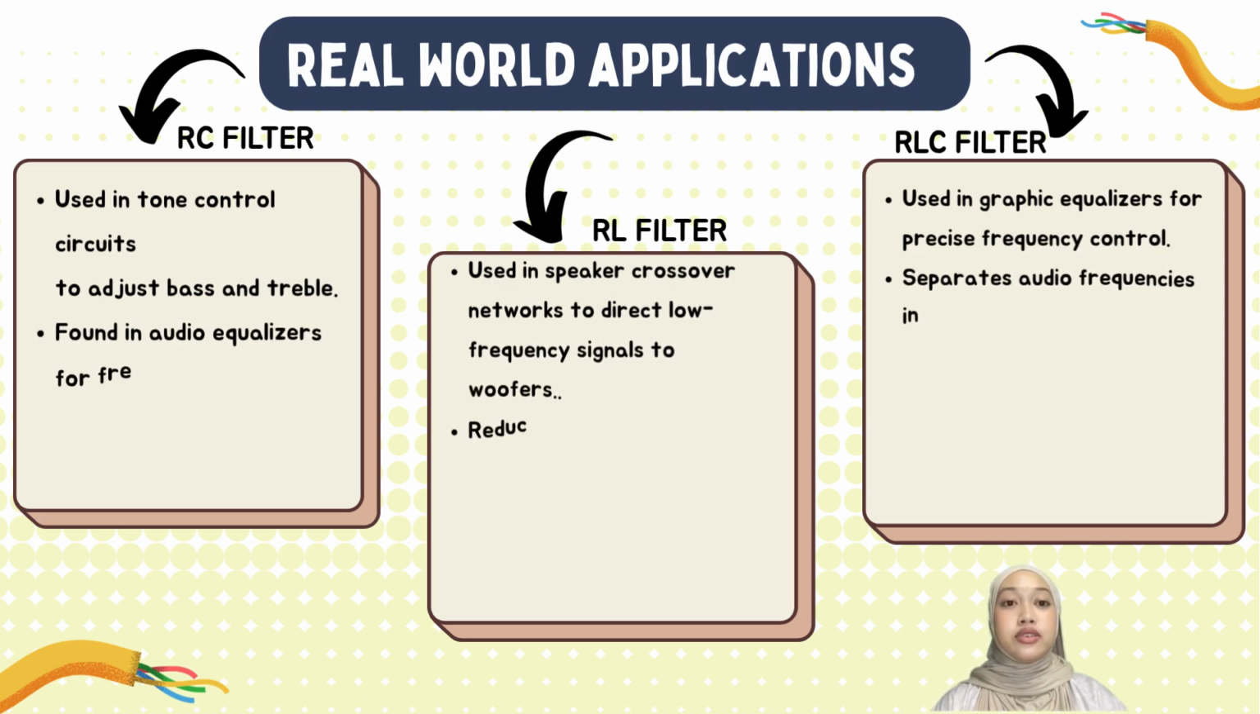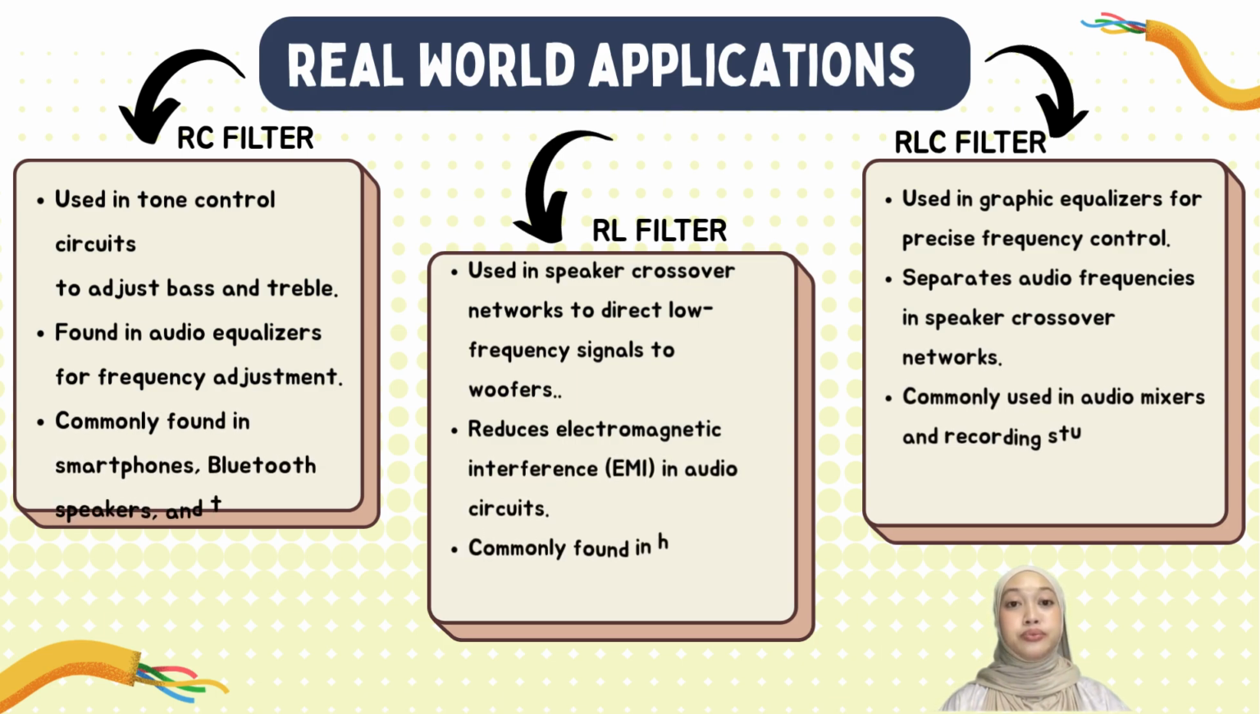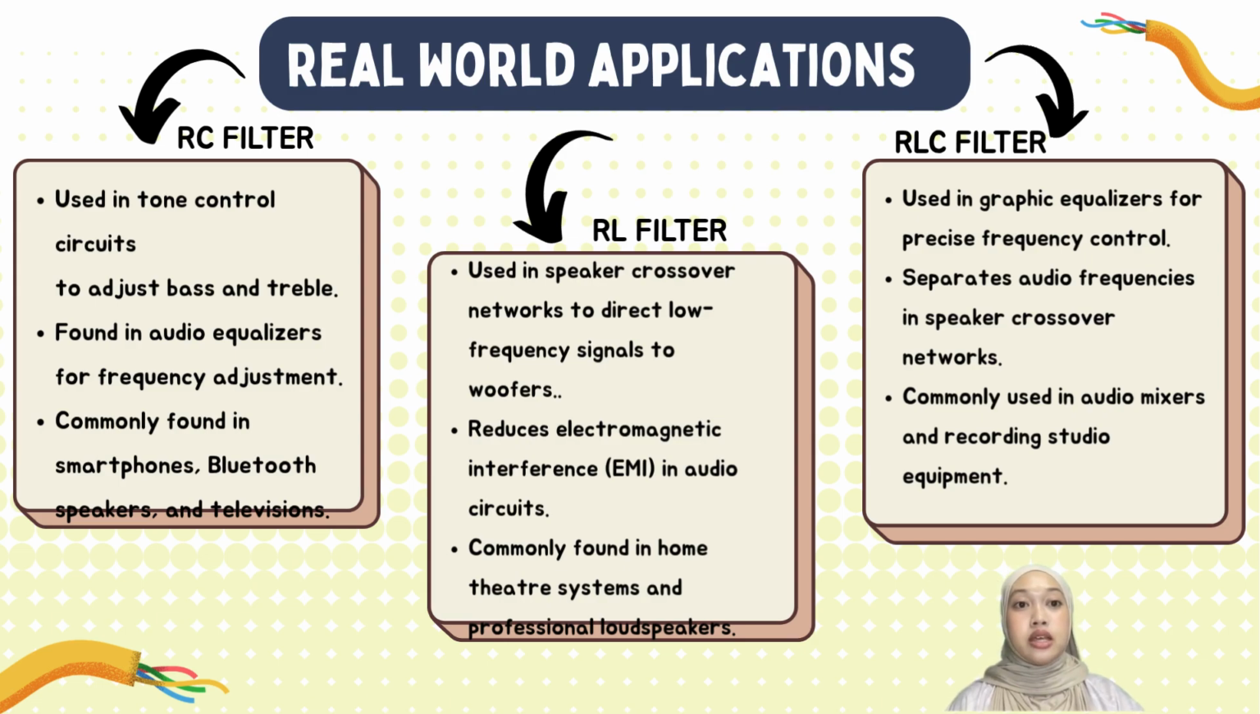Firstly, RC filters are used in tone control circuits to adjust bass and treble. They are found in audio equalizers for frequency adjustment, and commonly found in smartphones, Bluetooth speakers and televisions. Secondly, RL filters are used in speaker crossover networks to direct low frequency signals to woofers. They reduce electromagnetic interference in audio circuits, and are also commonly found in home theater systems and professional loudspeakers.